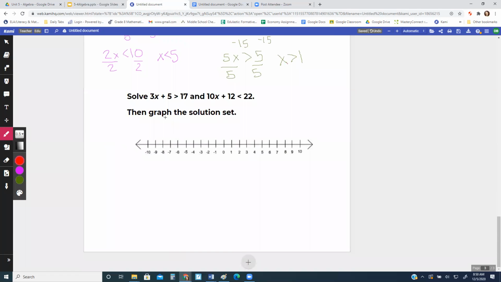Let's do one last one. This one is an and. So we're going to look at where these two graphs intersect. Okay. So we're going to do the first one in purple again, and we're going to do the second one in green again so we can keep them separate.